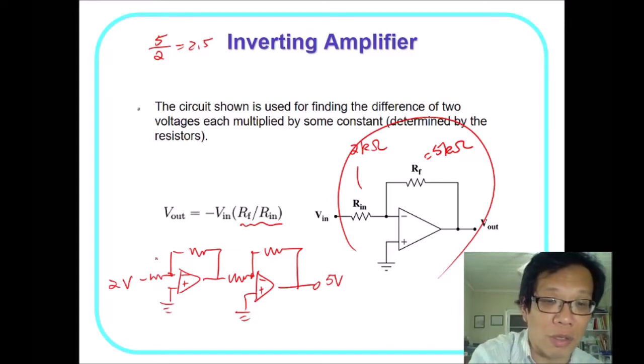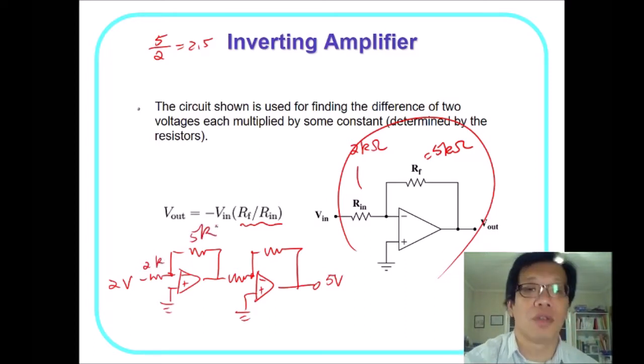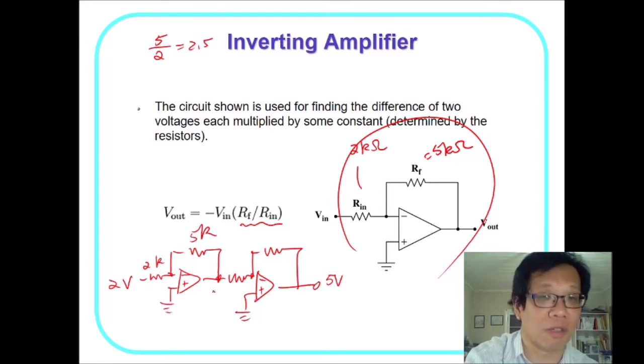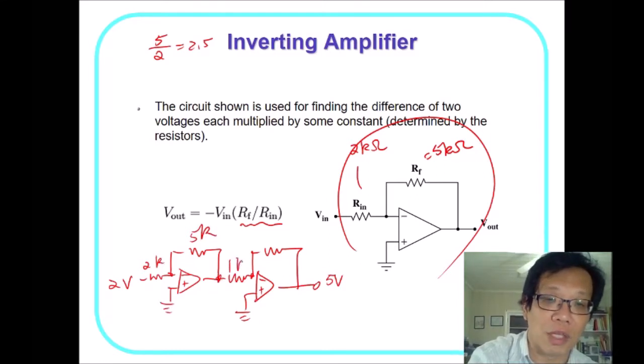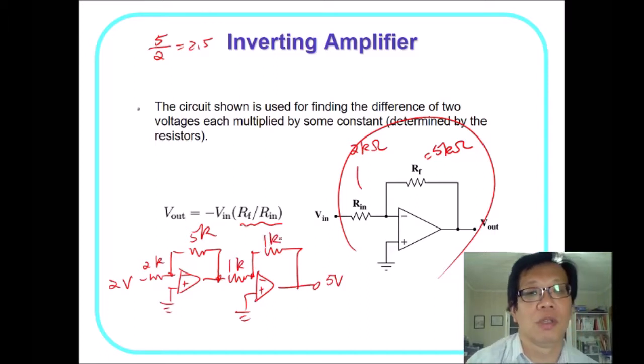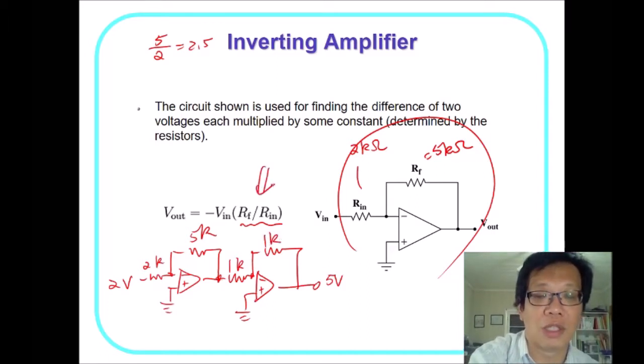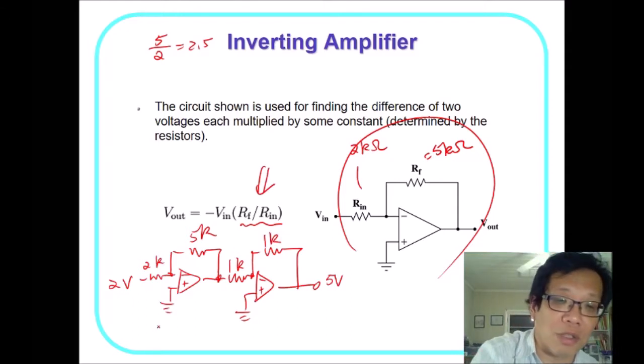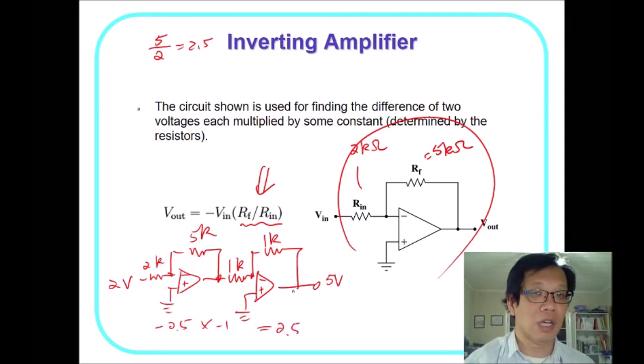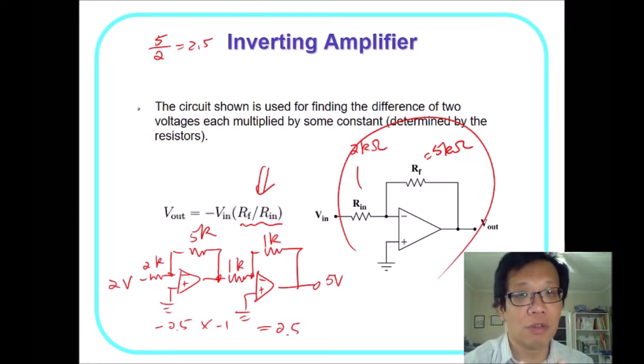So what we're going to do is use 2 kilo ohm. Over here, what you generate is going to be negative 5 volts. So in that case, you put 1 kilo ohm over here and 1 kilo ohm over here. The ratio, if you put it into this formula, is going to be negative 1. So this ratio over here is negative 2.5, and this one over here is negative 5. So the output is going to be 2.5, which converts the voltage from inverting into non-inverting with 2 sequential connections of inverting amplifiers.